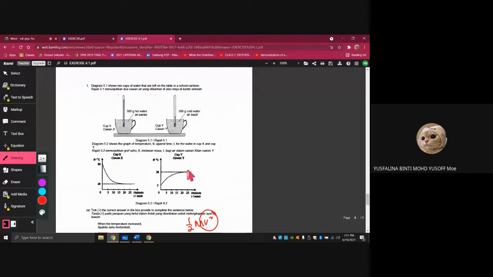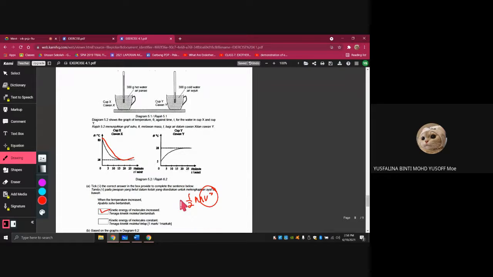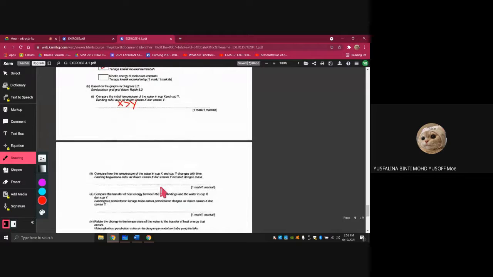Unless they put two liquids here. So that one they put two liquids. This one is different because they use the same material. But this one is different. One you need to cool it down. This one it will be heated up. So you cannot compare like that. So for this one, it said compare how the temperature of the water in cup X and cup Y change with time.